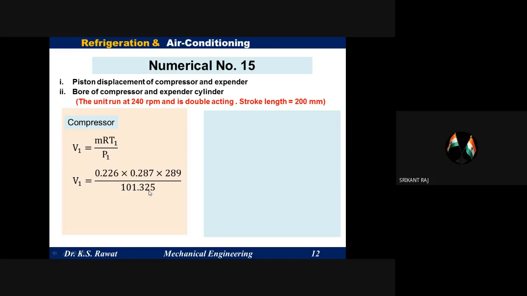So 0.1874 meter cube. What unit? Sir, meter cube per second. Meter cube per second, since we are multiplying with mass flow rate. Yes, sir. Meter cube per second.